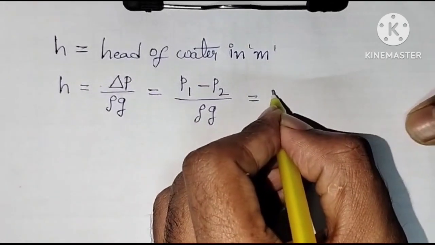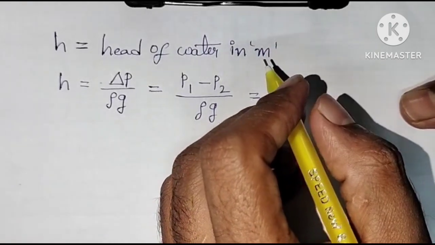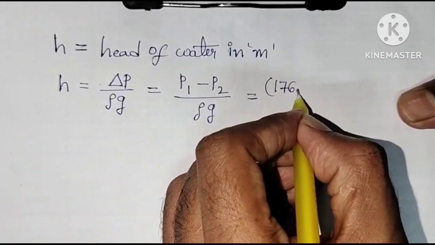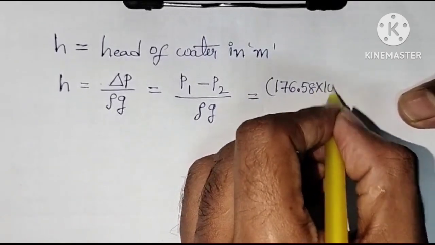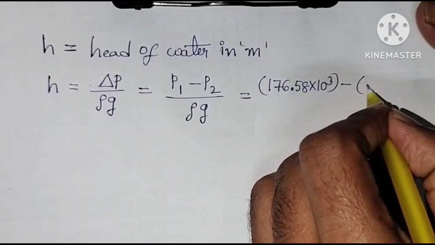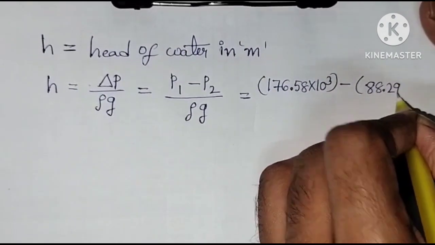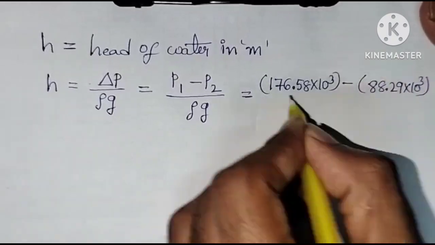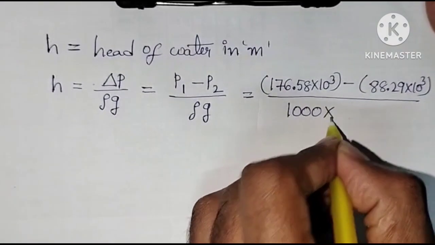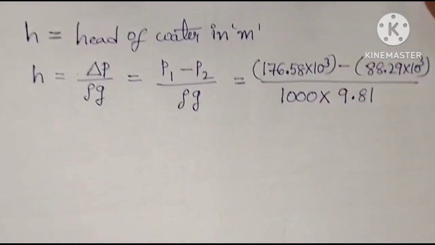So P1, upstream pressure, how much? In this question, the upstream pressure given is 176.58 into 10 cube, minus downstream pressure, which is given as 88.29 into 10 cube, by rho. Rho means density of water, 1000 kg per meter cube. G means acceleration due to gravity, 9.81.